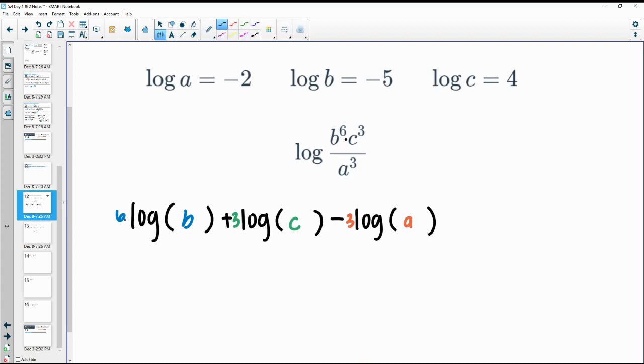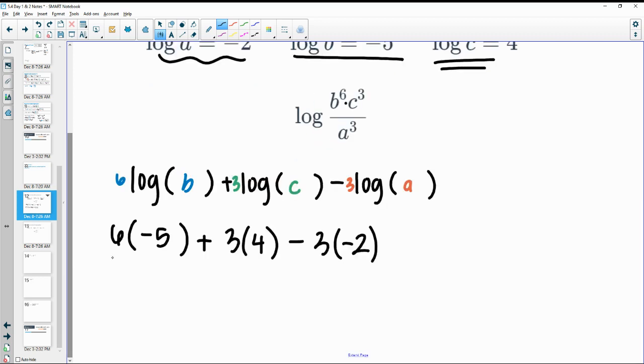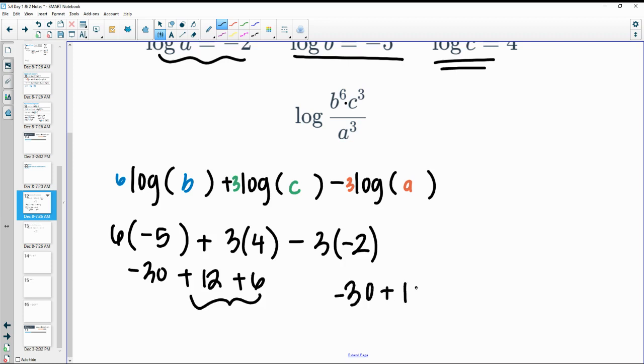So we know that log of B is -5. So in place of log of B, we'll put -5. And then we have plus 3 times log of C, and log of C is 4. And then minus 3 times log of A, and log of A is -2. So then we have -30 plus 12 plus 6. So this is 18, and -30 plus 18 is equal to -12. So this equals -12.